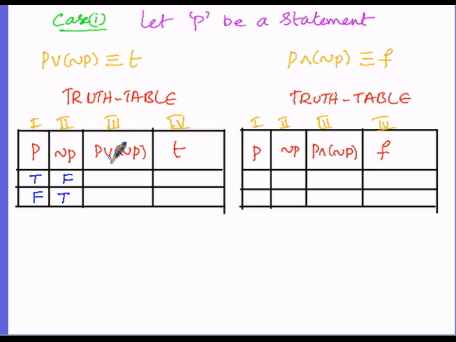So here "or" indicates the disjunction of the two statements, that is P as well as negation P. In the case of a disjunction, if the first statement is false and the second statement, negation P, is also false, then the disjunction will be false. So we have to search for F and F. The first statement P must be false and the second statement also must be false, then only we will get the disjunction as false.